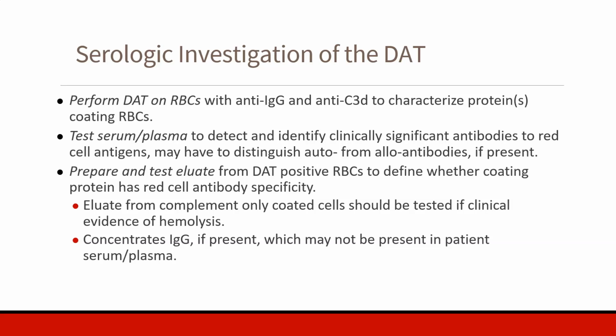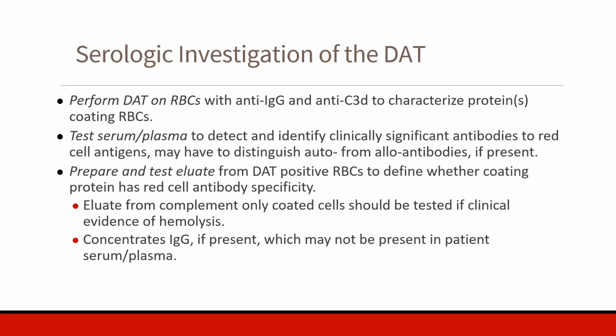You want to test the serum or plasma to detect and identify clinically significant antibodies to red cell antigens, and you may have to distinguish autoantibodies from alloantibodies if they're present. And that's the most dangerous thing about strong autoantibodies, is that they may mask or cover up the alloantibody if it's present.